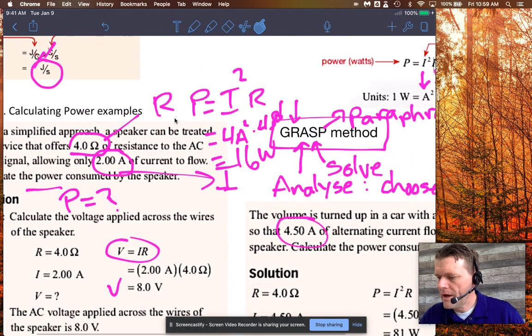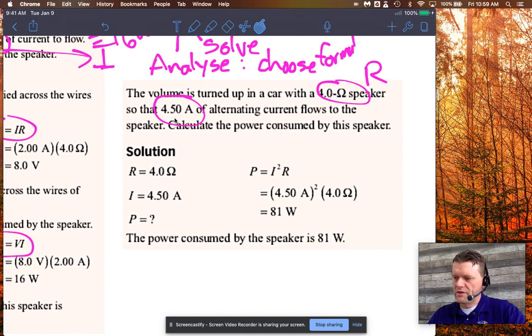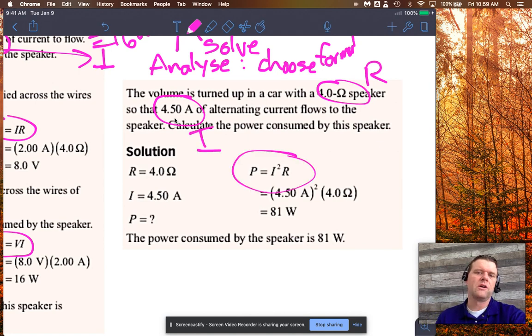So yeah, no, that's the same as the other one, just checking. So yeah, then for the power here we could use, because I have current and I have resistance, then I can just use that guy again. P equals I squared over R, and so there we go. The power consumed by the speaker is 81 watts.